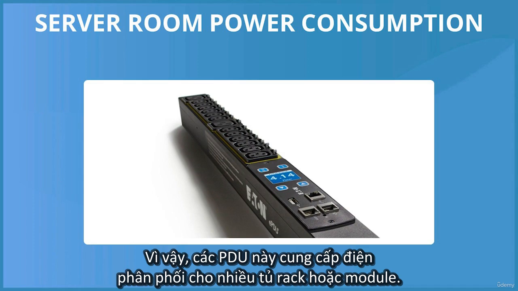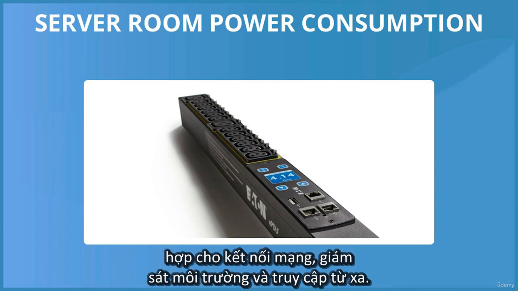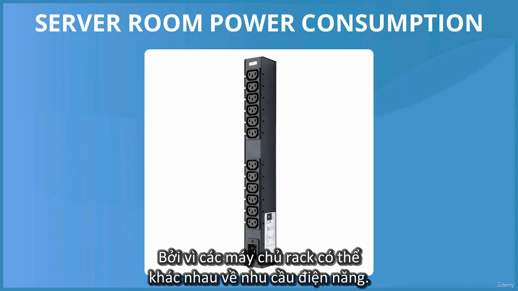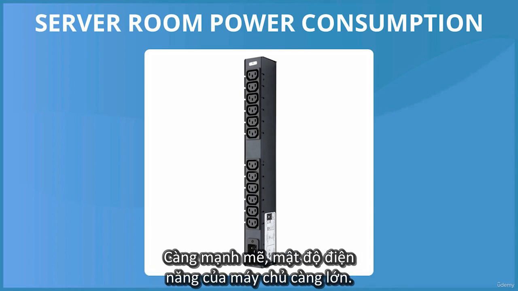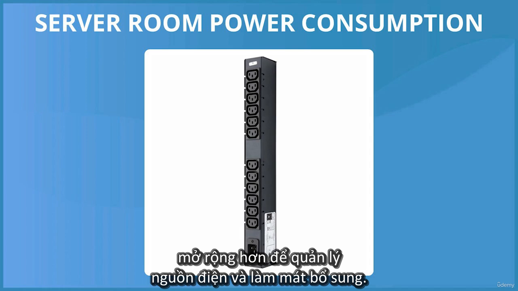So these PDUs offer distributed power to multiple racks or modules. But unlike a standard power strip, a PDU is fit for network connectivity, environmental monitoring, and remote access. Because rack servers can vary in power needs, placing server locations with appropriate power sources is essential. The more powerful the server, the greater the power density is. So this means more wattage, more extensive circuits are needed to manage the additional power and cooling.